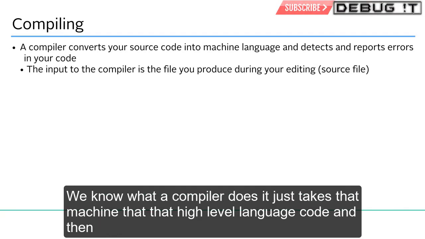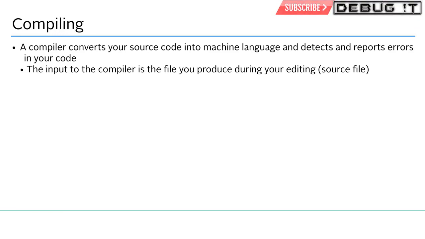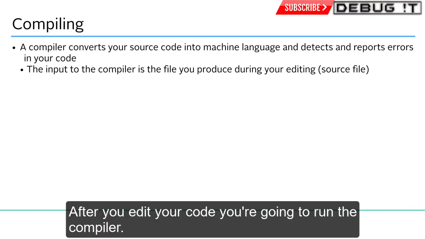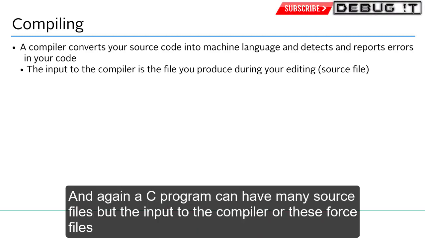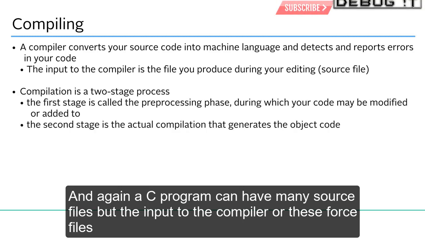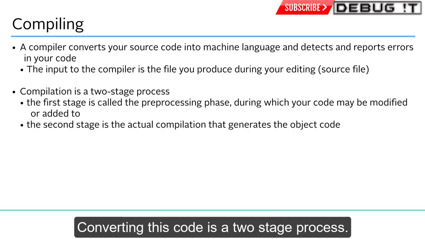Compiling, we know what a compiler does. It takes that high-level language code and converts it to machine language, and it also detects and finds errors in your code. After you edit your code, you're going to run the compiler. The input to the compiler is all of your source code, all of your .c files. Again, a C program can have many source files, but the input to the compiler is these source files.